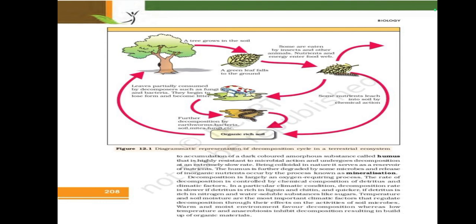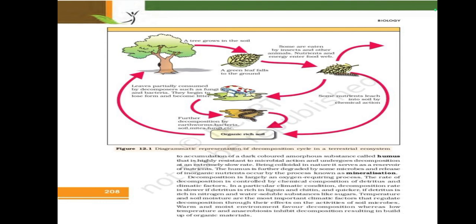The humus is further degraded by some microbes, and release of inorganic nutrients occurs by the process known as mineralization. Decomposition is largely an oxygen requiring process. The rate of decomposition is controlled by the chemical composition of detritus and climatic factors. In a particular climatic condition, decomposition rate is slower if detritus is rich in lignin and chitin, and quicker if rich in nitrogen and water soluble substances like sugars.